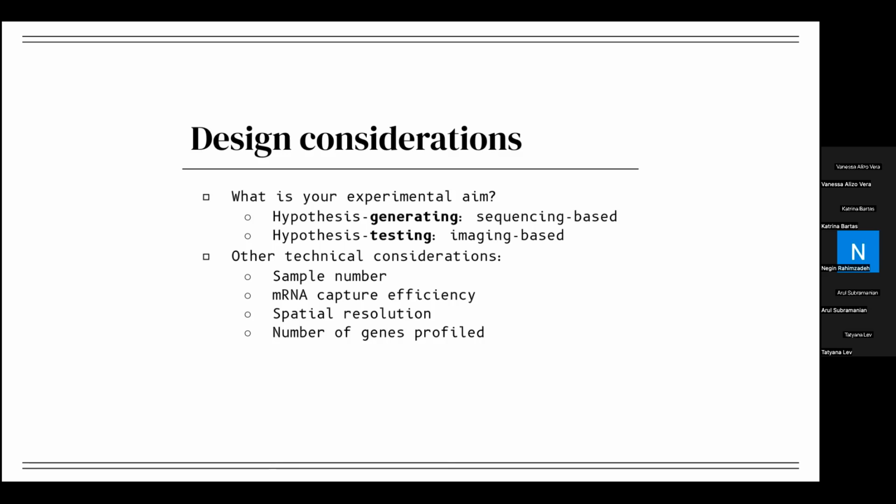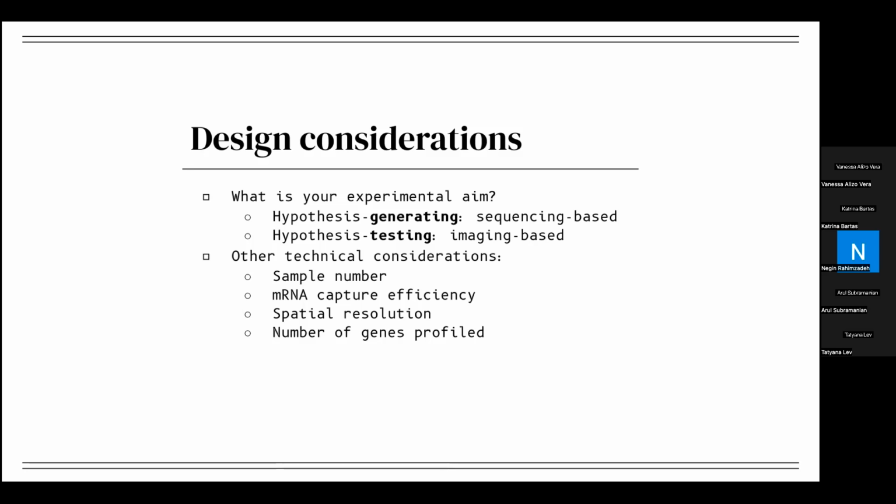Some other technical considerations are sample number. Each of these different platforms have different sizes of imaging area or sequencing area. So you want to take that into consideration as well. And then mRNA capture efficiency. For example, sequencing-based technologies tend to have lower capture efficiency than imaging-based. Imaging-based can capture almost all of the transcripts that are being expressed, whereas sequencing-based technologies don't have that capture efficiency, and you might actually miss a lot of lowly expressed genes.